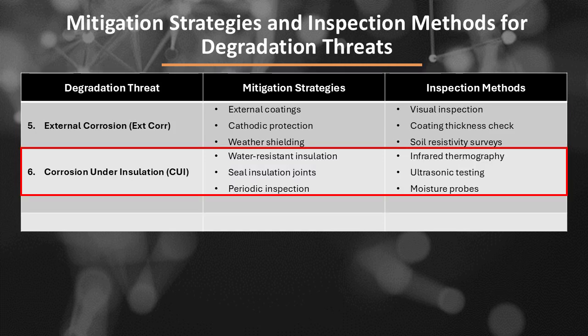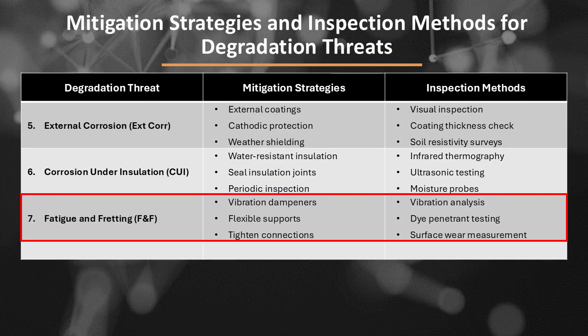Degradation threat number 6, corrosion under insulation or CUI. Mitigation strategies for corrosion under insulation or CUI may include water-resistant insulation, seal insulation joints, and periodic inspection. Inspection methods for corrosion under insulation or CUI may include infrared thermography, ultrasonic testing, and moisture probes.